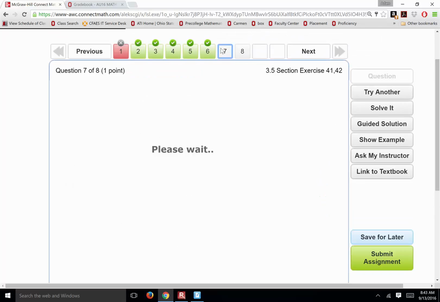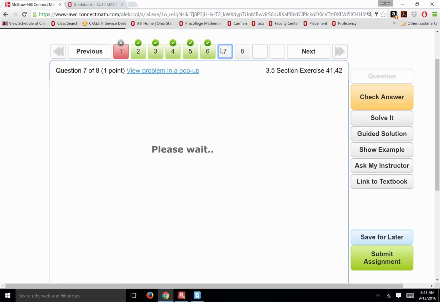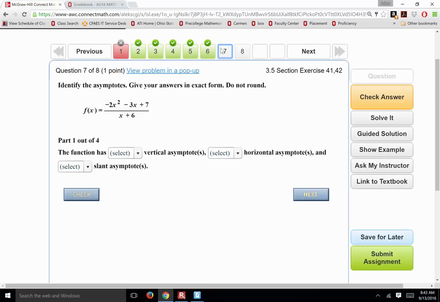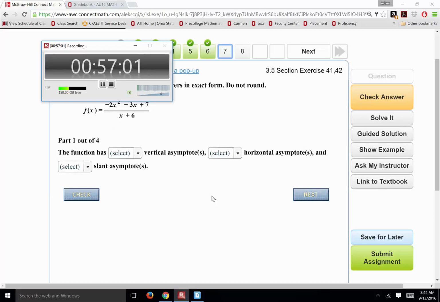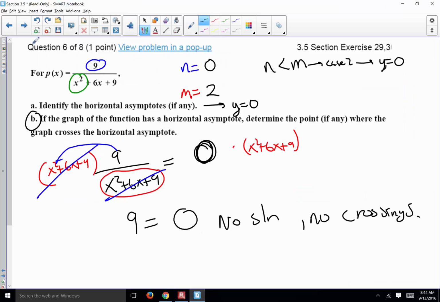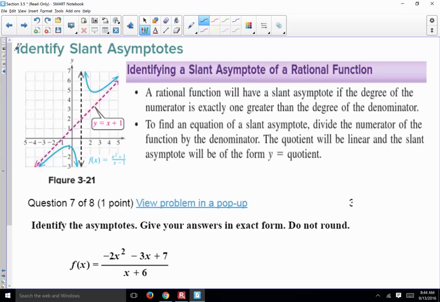Alright, last question of today. It says identify the asymptotes, but a good surprise, or bad surprise, there is one more type of asymptotes we haven't explored yet. It's called slant. The word is slant. Means it's neither horizontal nor vertical.